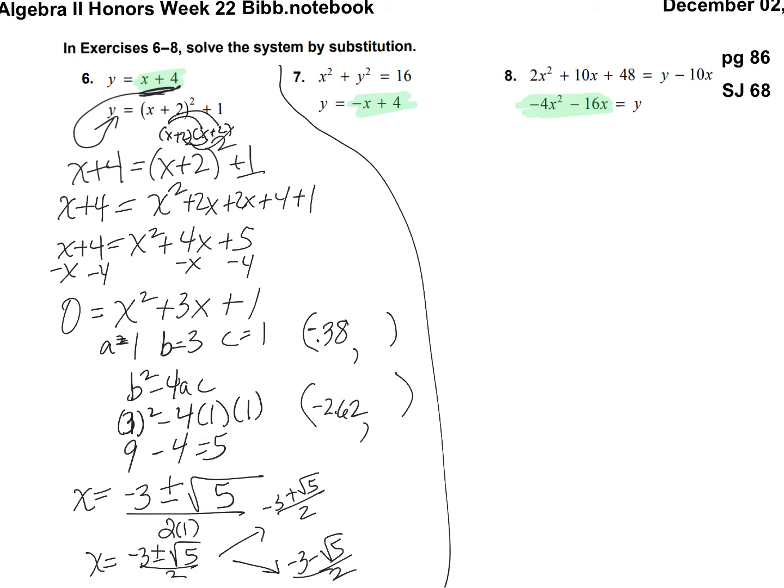Now, how do I find my y coordinate? I find my y coordinate by substituting these two values in. So I'm going to go right here. My y coordinate is going to be x plus 4. Let me do the top one first. So y is going to be negative 0.38 plus 4. So y is going to equal, is that 3.62? Yes, 3.62. And then I'm going to substitute negative 2.62 in for x.